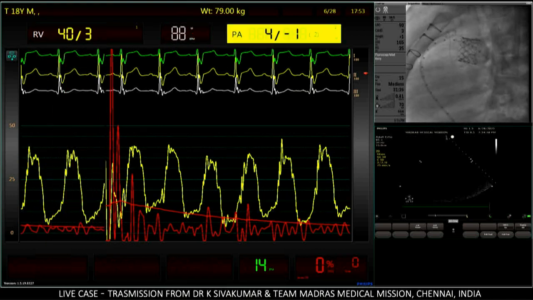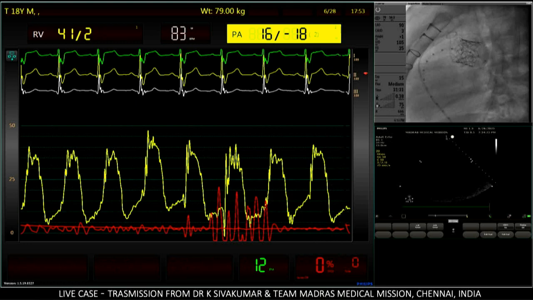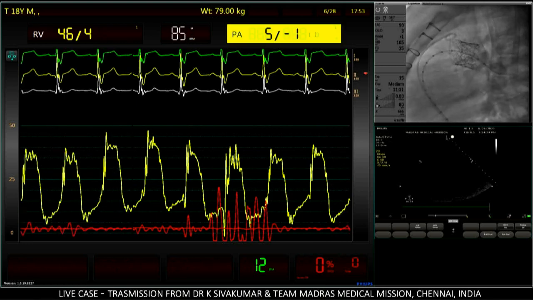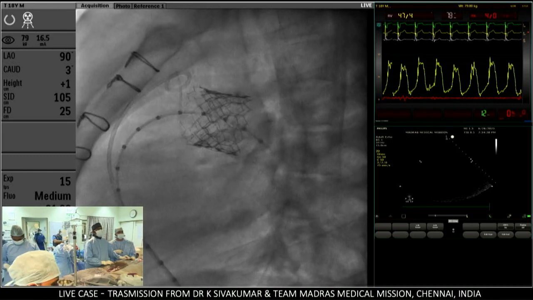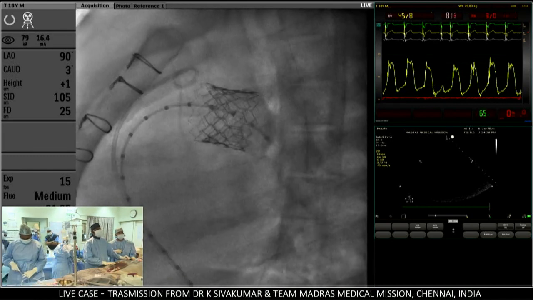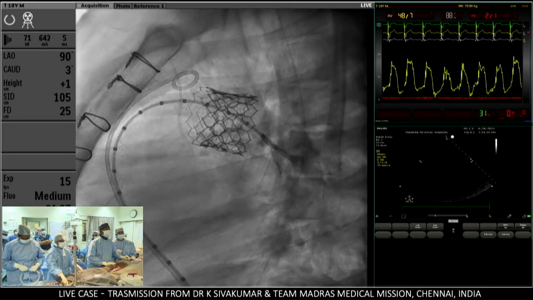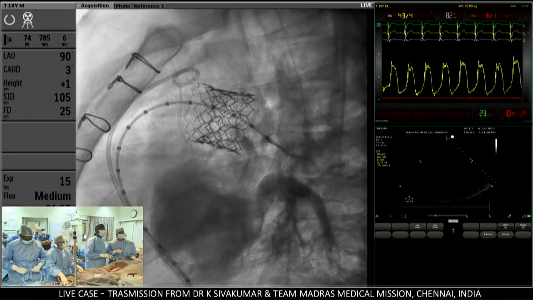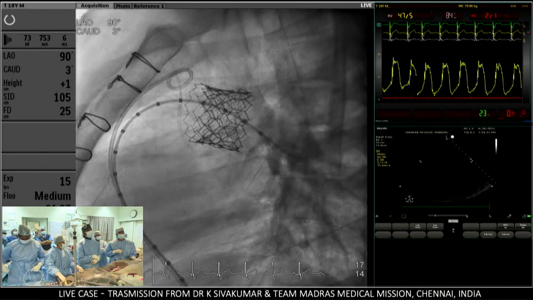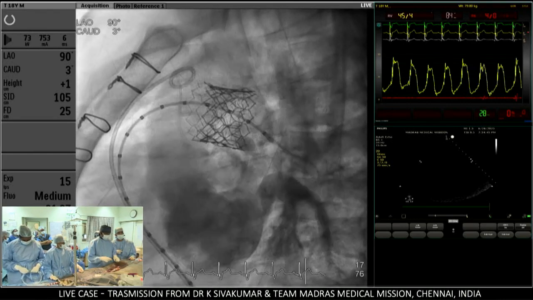Show this one big, fluoro big. Okay. Ready for the angiogram? Shoot. Okay, there is no regurgitation. The dye is stopping there. I will make one RV angiogram now.